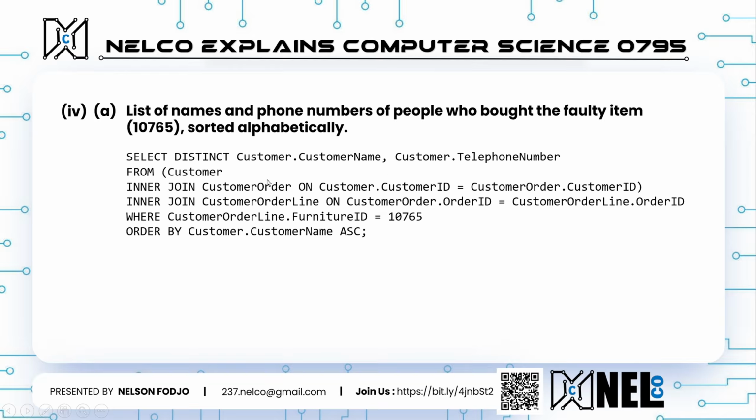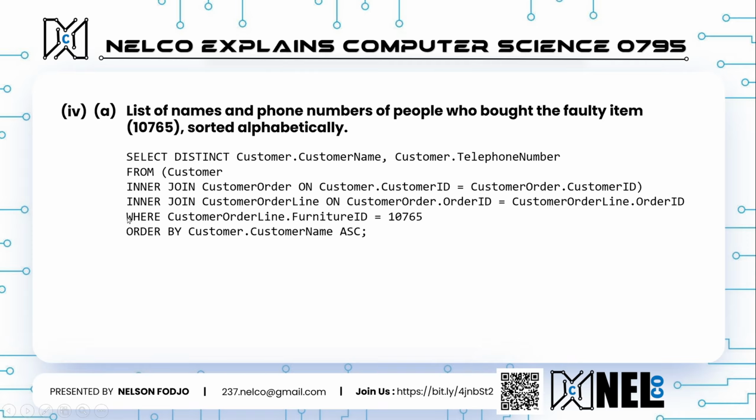We're going to use the customer table. And from the customer table, we're going to need the customer ID and the order ID, because it is the order ID that tells us that someone purchased a particular furniture. Once you purchase, you get an order ID. And the customer ID is who purchased it.